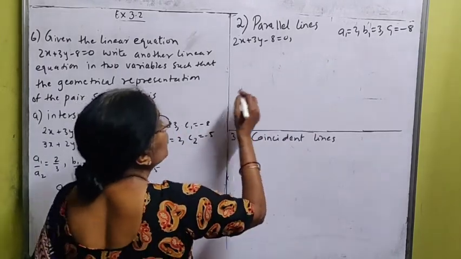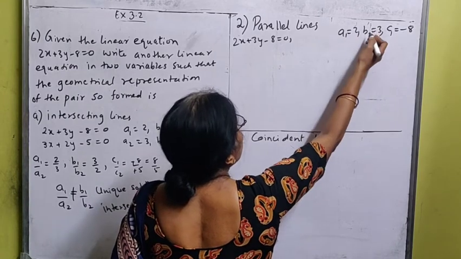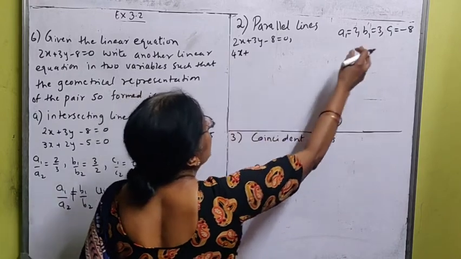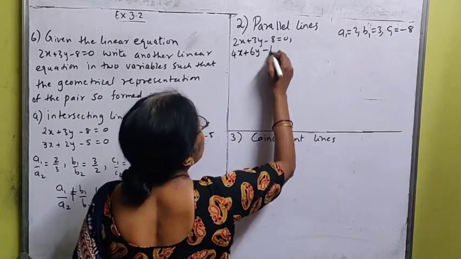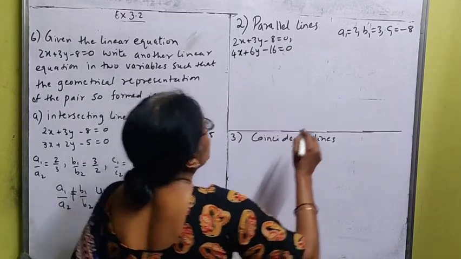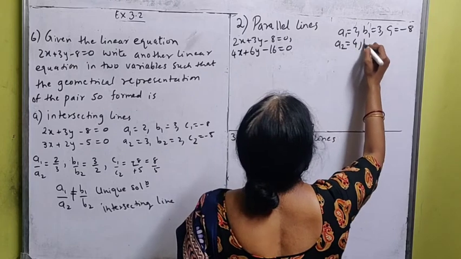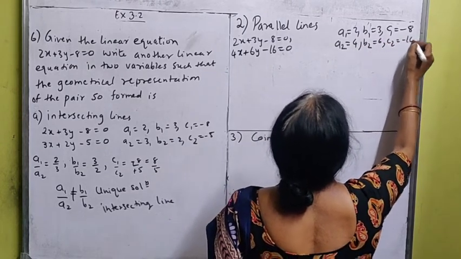So what I am going to do is take 2. So A1 is 2. If I multiply by 2, what will I get? 2 2s are 4x plus, here also 3 2s are 6y minus 8 2s are 16 is equal to 0. So what did I get over here? A2 is equal to 4, B2 is equal to 6, C2 is equal to minus 16.